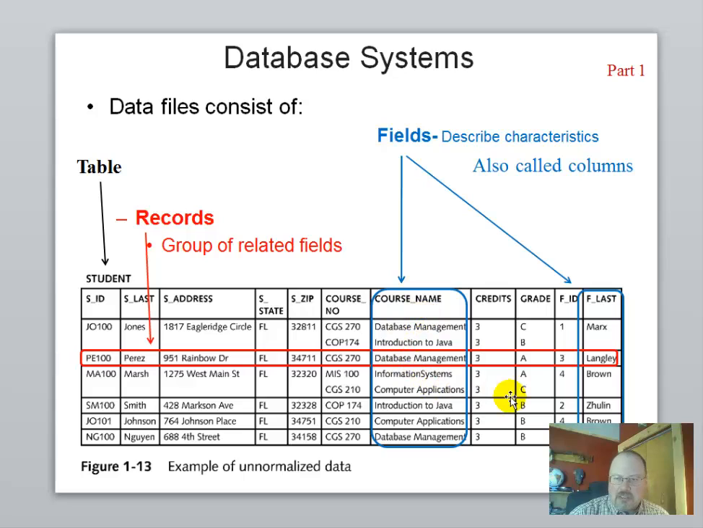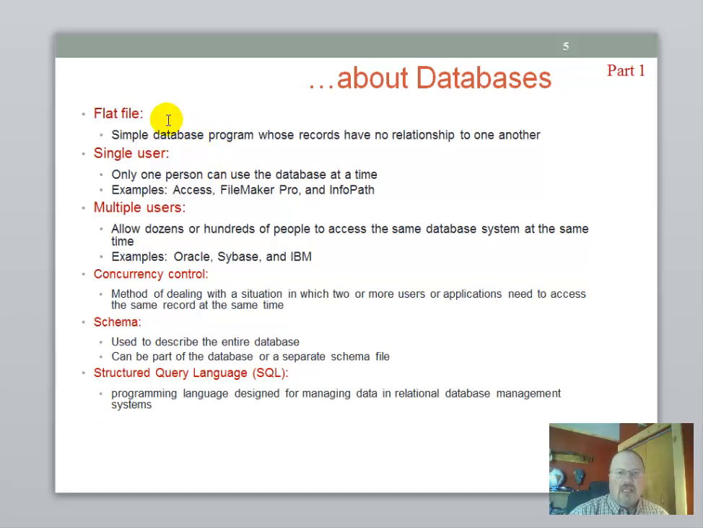And we would ordinarily probably break this apart. But we can go back. It's a group of related fields, and records go across. So we have the student ID number, the student name, the address, the course that that student is taking, the instructor that goes with that course, and then the table is that whole thing, that whole combination of records and fields. Now, a flat file is a simple database program whose records have no interrelationship to one another.